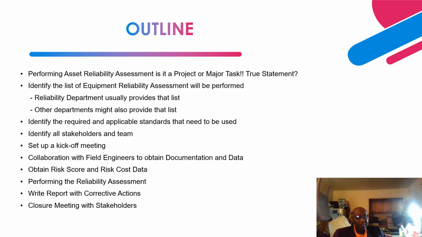Then the last part on the list is having a closure meeting with all your stakeholders. That is when everyone agrees on what is in the report and the corrective actions, and basically that will be further discussed and implemented. The corrective actions will be assigned to individuals. Like I said, the individuals to whom the corrective actions are assigned have to agree to that. It has to be the correct person that needs to implement that corrective action.